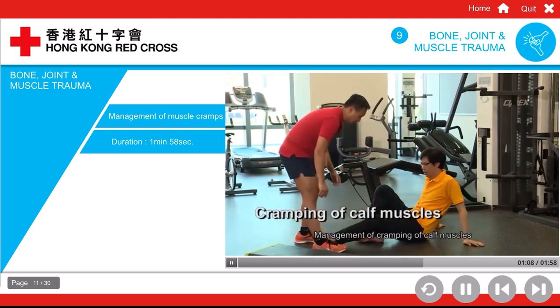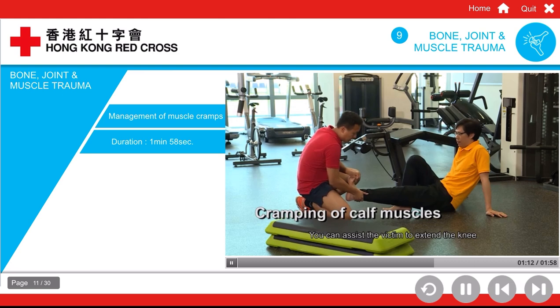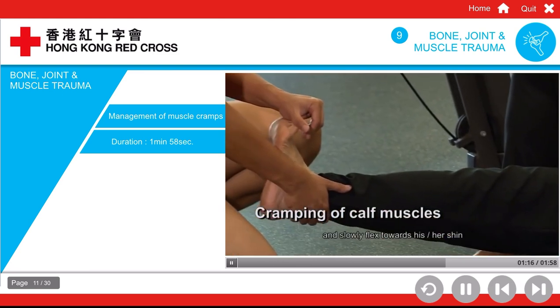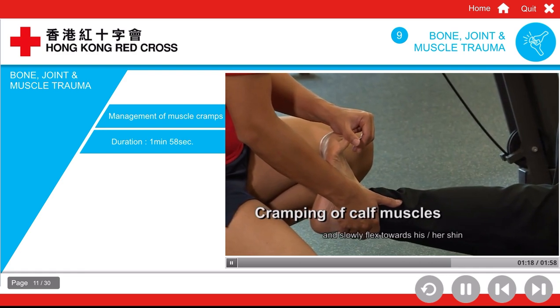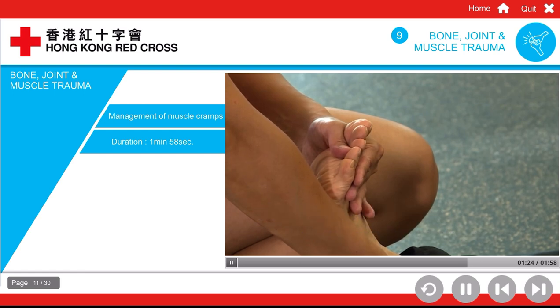Management of cramping of calf muscles. You can assist the victim to extend the knee. After that, hold his or her toes and slowly flex towards his or her shin. Massage the calf muscle gently after stretching.